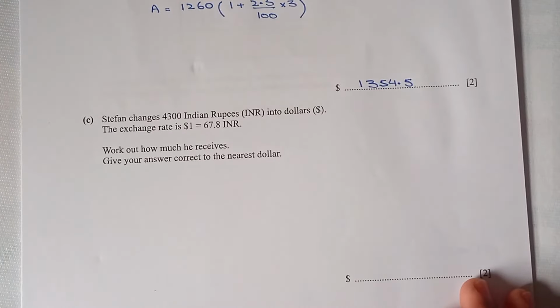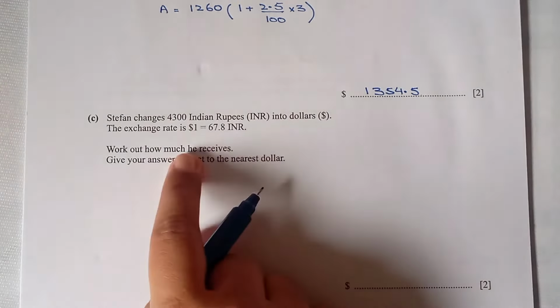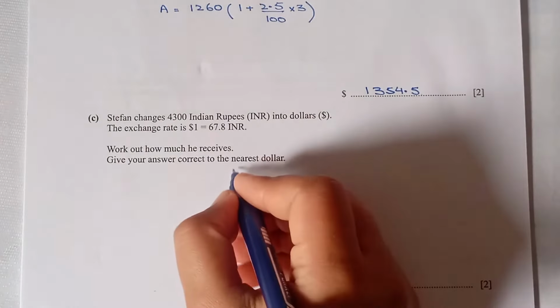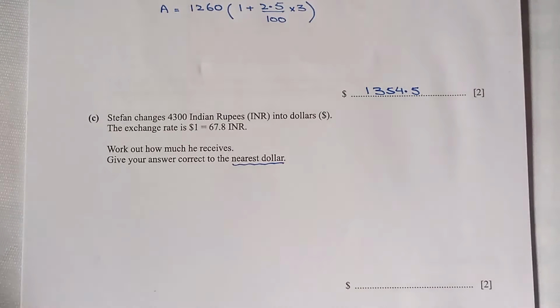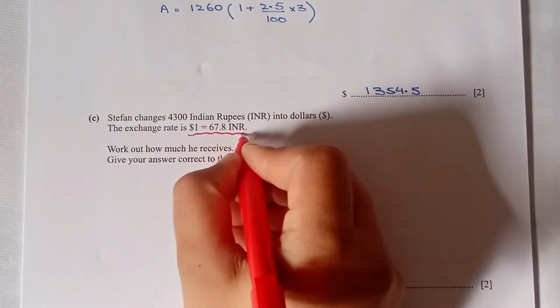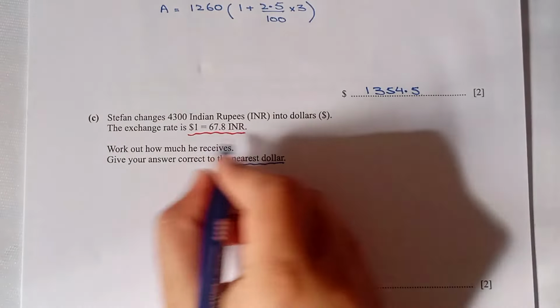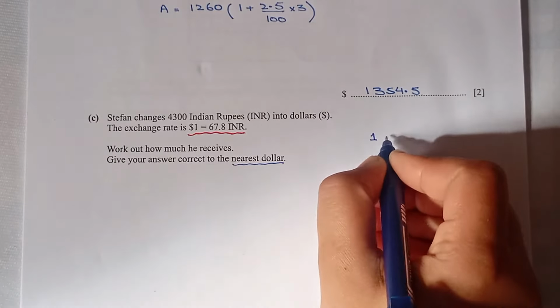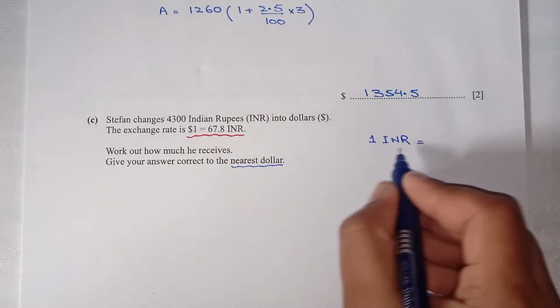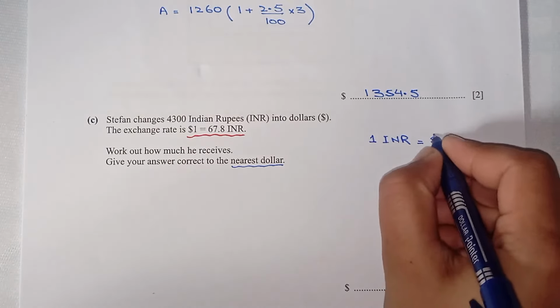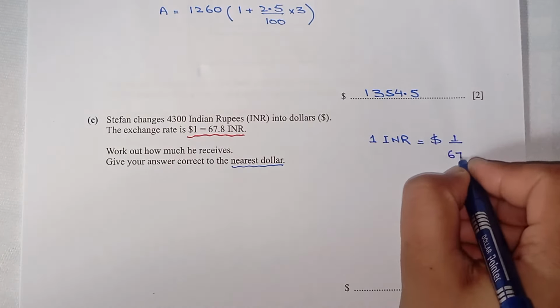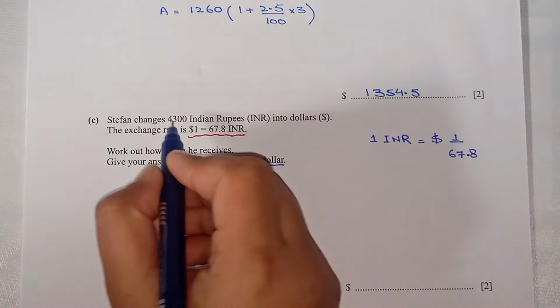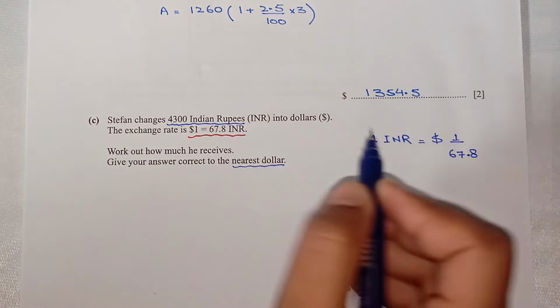Now for the C part, Stephen changed 4,300 Indian rupees into dollars. The exchange rate is $1 is this much in Indian rupees, and work out how much he received. Give your answer correct to the nearest dollar. So the exchange rate we have been given is that $1 would be this much Indian rupees. Now we need to find what 1 Indian rupee is. 1 Indian rupee would be, in terms of dollars, 1 divide $67.8. Now we need to find 4,300 Indian rupees in dollars.